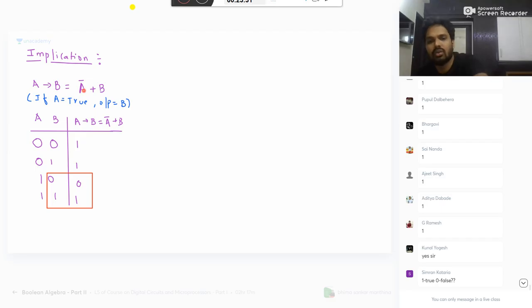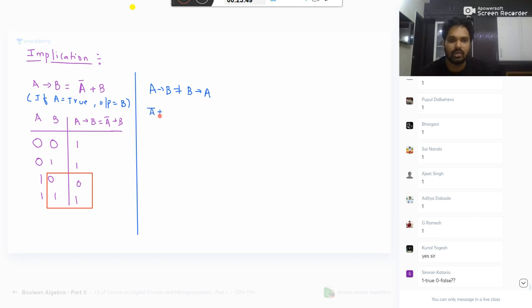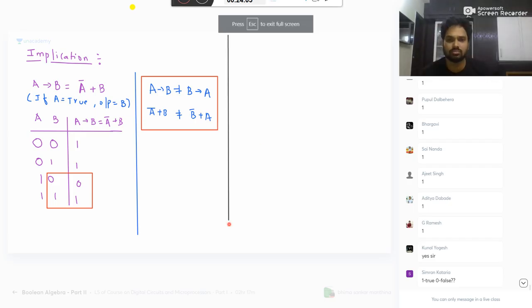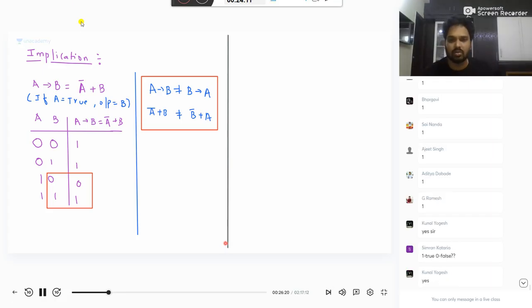Right. So now listen here. Here I can say that the truth table of A implication B will not be equal to that of B implication A. You can prove it also. What is that? A bar plus B is not equal to B bar plus A. So these are the conditions where your commutative property fails. Implication does not satisfy the commutative property.